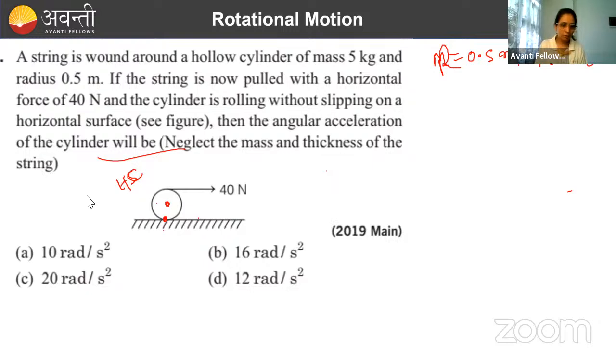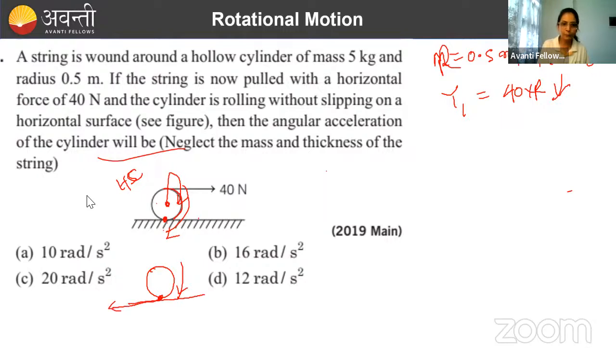Now let's see. So the torque of this 40 Newton will be how much? R cross F. So this torque because of 40 Newton, tau 1, I write, is 40 into R, in this direction. Now this torque will try to rotate this hollow cylinder in this sense. So if it is trying to rotate it in this sense, it means the point of contact with the surface will try to go in this direction. So friction will act in the forward direction, because friction always opposes the relative motion. So the friction direction will be here. This is the important part in this question.